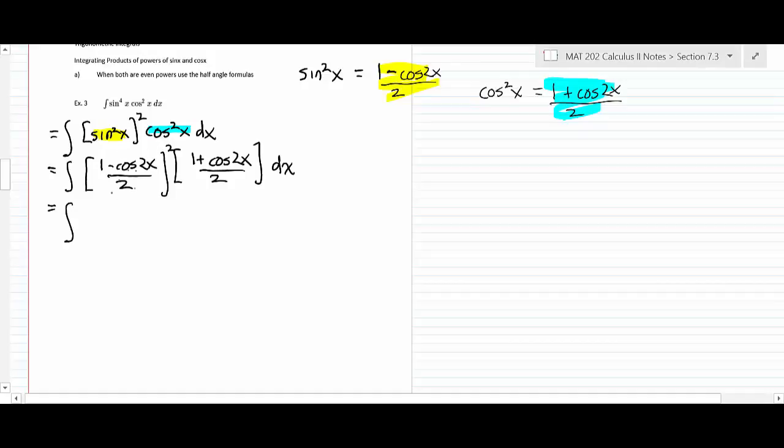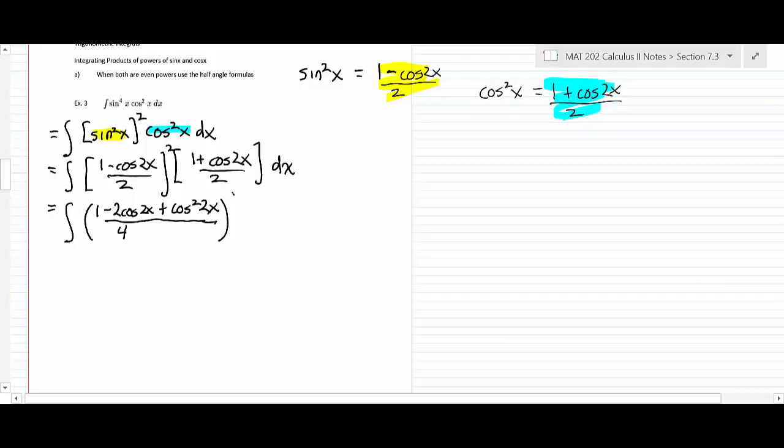First of all, I'm just going to square this one in my head. If you have trouble with that, write it out twice and FOIL it. So 2 squared is 4. If you square that 1 minus cosine 2x, you would have 1 minus twice cosine 2x, plus cosine squared of 2x, like that. So that's what you're going to get when you get that squared.